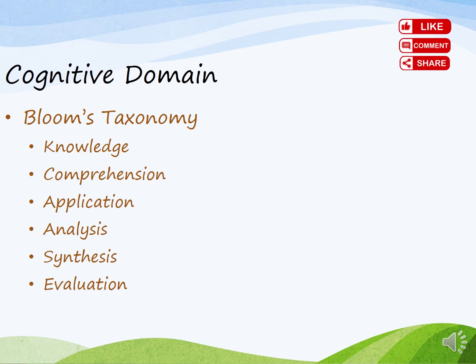The first one is knowledge: recall and remember previously learned information such as facts, definitions, and concepts. The next is comprehension: to understand and interpret the meaning of information, such as summarizing, paraphrasing, and explaining. The next is application: use learned information to solve problems, make decisions, or complete tasks, such as applying formulas, using tools or software, and making predictions.